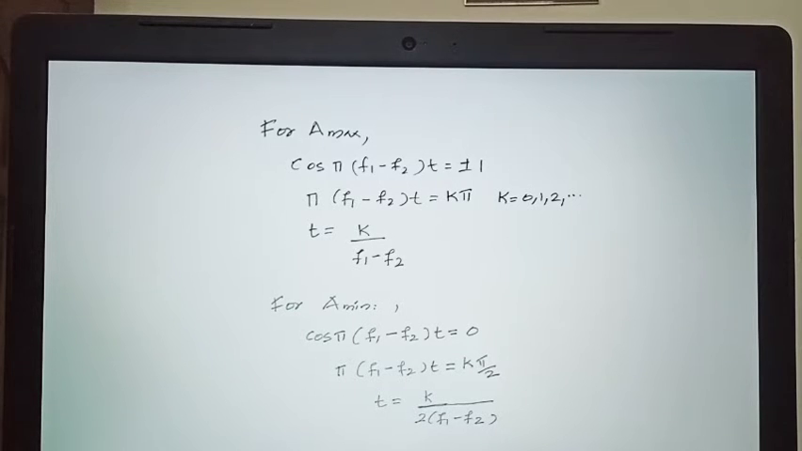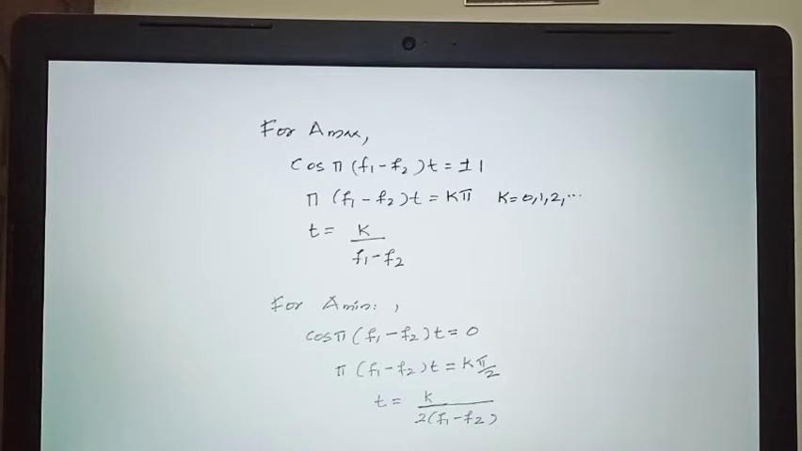Remember, for maximum, k varies from 0 to n, and for minimum, k varies from 1 to n. So t is equal to 0, 1 by (f1 minus f2), 2 by (f1 minus f2), and 3 by (f1 minus f2). All those points are maximum intensity. And t is equal to 1 by 2(f1 minus f2), 3 by 2(f1 minus f2), and 5 by 2(f1 minus f2). All these points are for minimum amplitude.